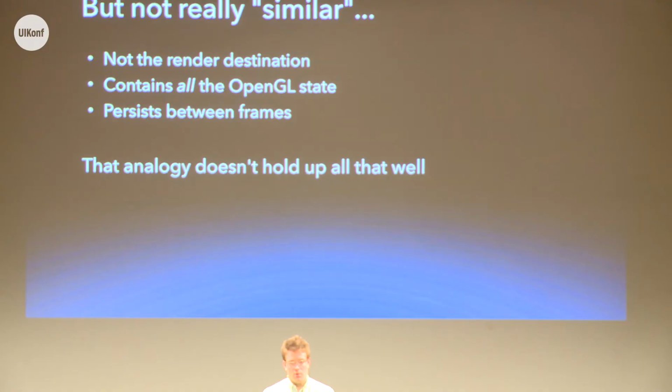One big difference is that the OpenGL context is not the render destination. So you're not rendering into the context, because the OpenGL context contains all of the OpenGL state. It contains, for example, references to what shaders are being used, or what is the current frame buffer, which is the render destination. Another huge difference is that the OpenGL context persists between frames, which the core graphics context doesn't. So that analogy doesn't hold up very well. But it can feel nice to start out with something that feels familiar, and then take it from there.